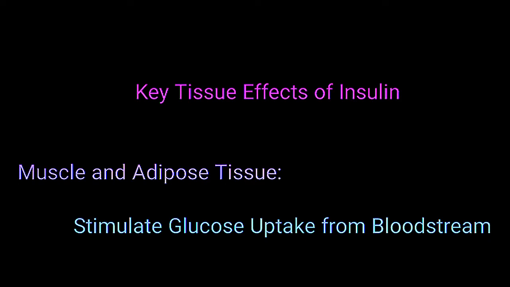In addition to these effects on glucose uptake, insulin will have specific effects on muscle metabolism. It will stimulate glycogen synthesis as it does in the liver, and it will inhibit glycogenolysis as it does in the liver, specifically in the muscle.